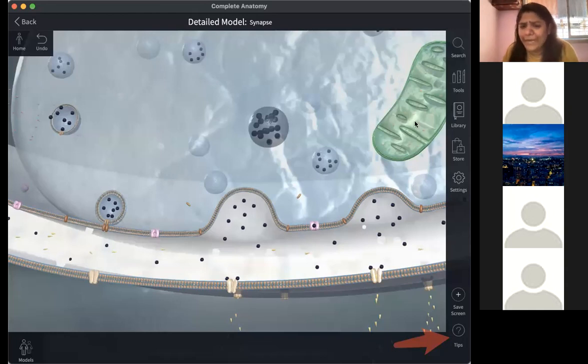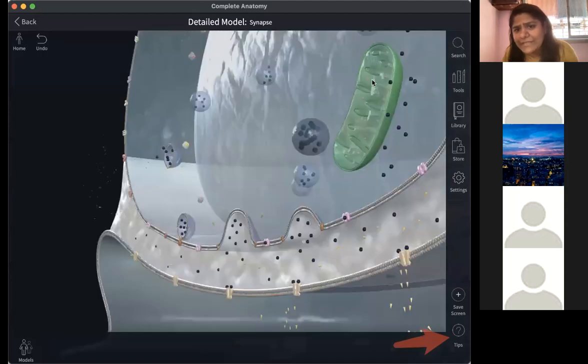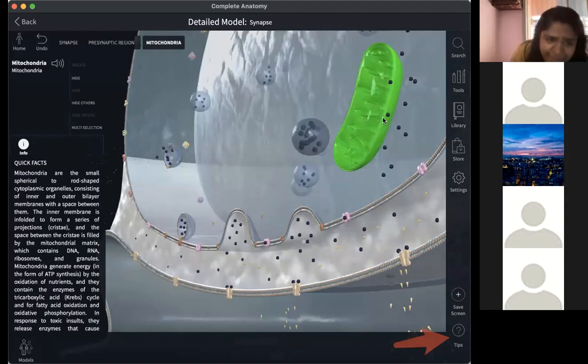While we are at the point, can you tell me what this green structure is? What is this green structure that you see here? Have you seen this before? Mitochondria. We need to provide the cell with energy. Therefore, there is presence of mitochondria. This is exactly all that you need to know about a synapse.